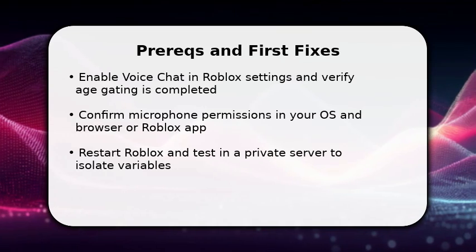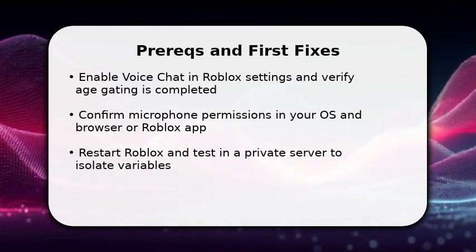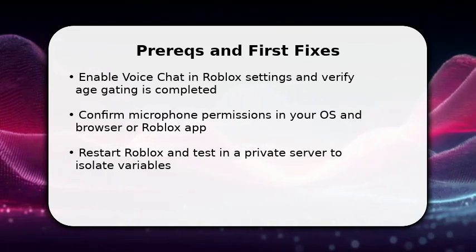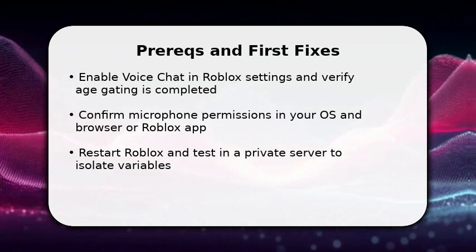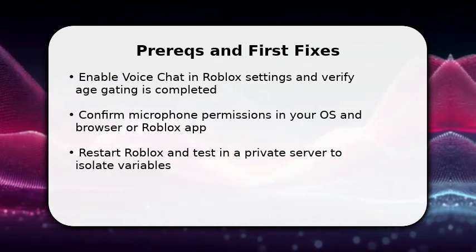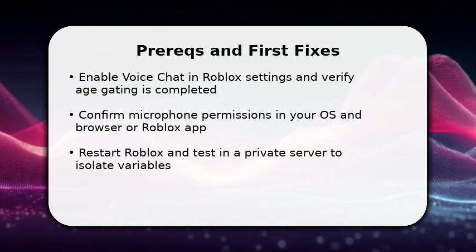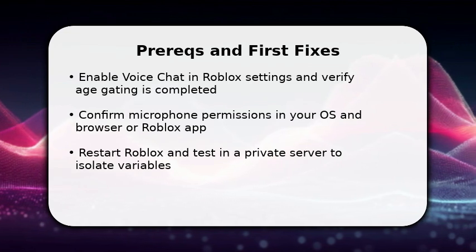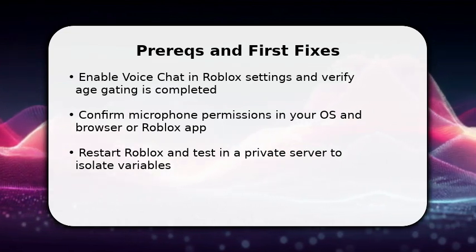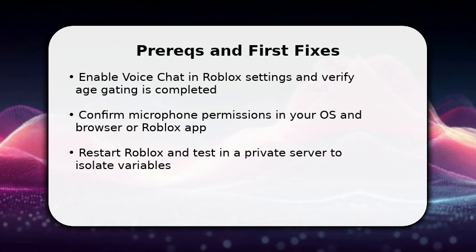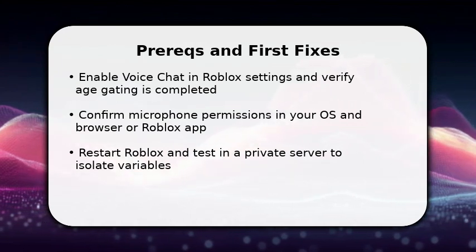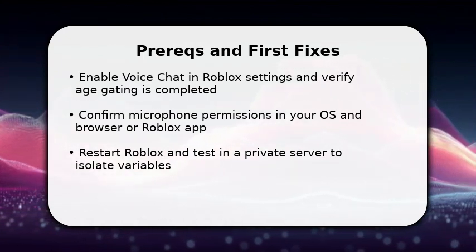You start by confirming prerequisites. Make sure your Roblox account has voice chat enabled and age verification is completed. Next, open your operating system and browser permissions and allow microphone access for Roblox. On Windows, check Privacy Microphone. Once done, close Roblox fully and relaunch the app or browser tab, because a fresh start clears transient permission locks.